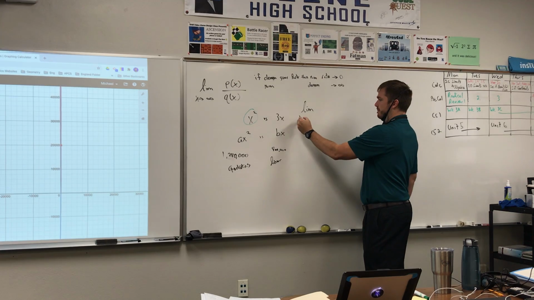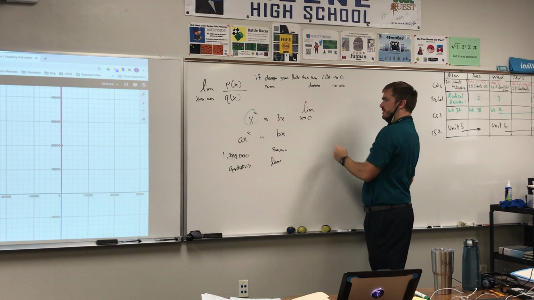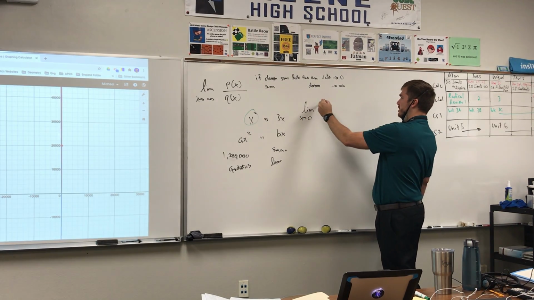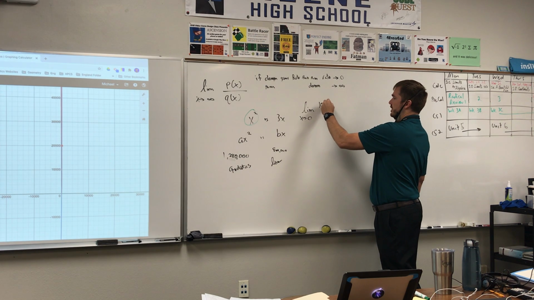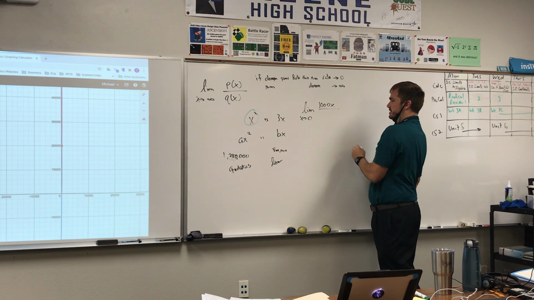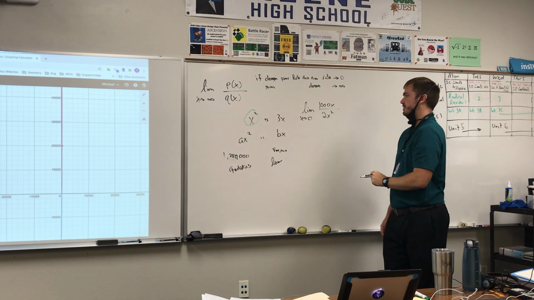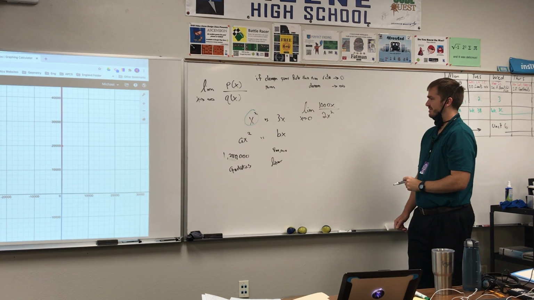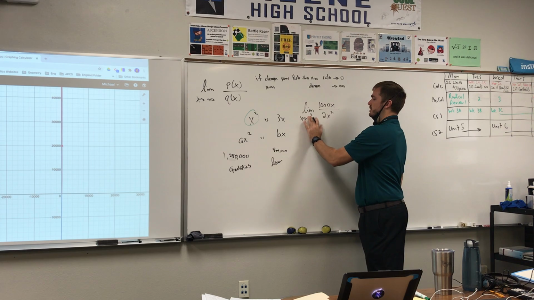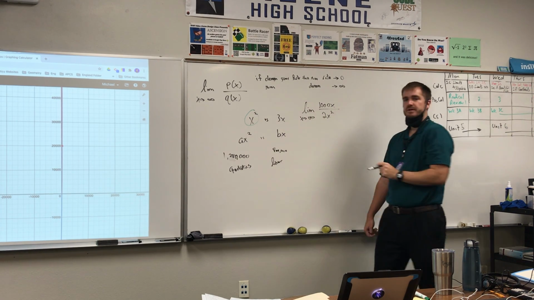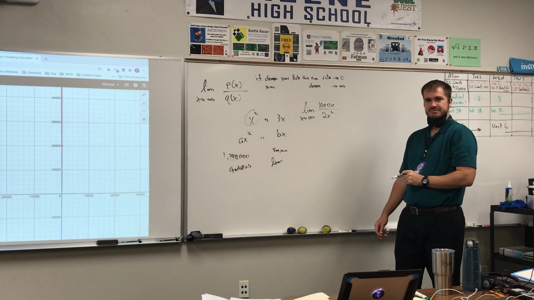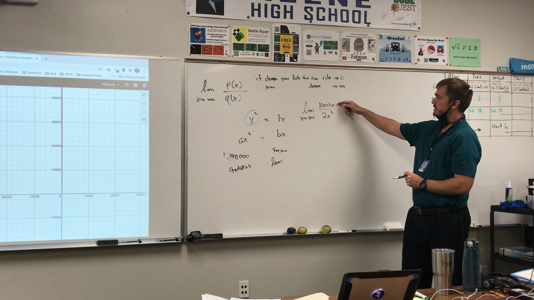So the limit as x approaches infinity of 1,000x divided by 2x squared. Okay, x approaches infinity. Is that what you were getting at? Okay. So you look at the top.